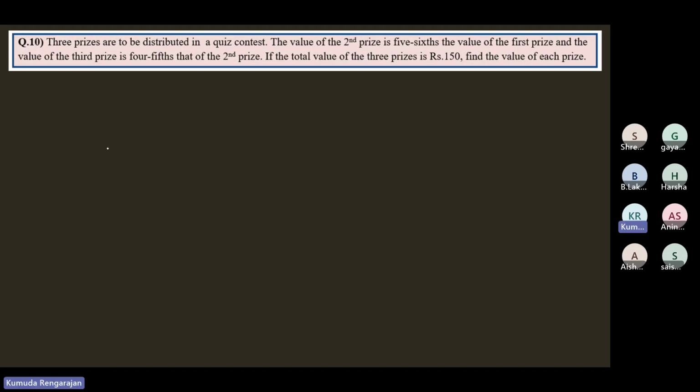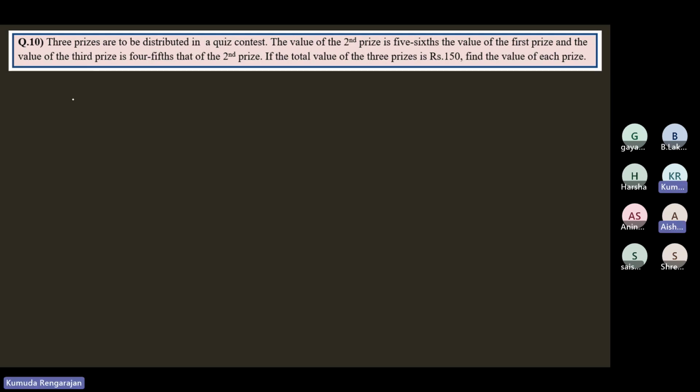Okay, Aishwarya, I think you can tell me the answer. Yes, ma'am. In this question, I started with the total value of three prices is equal to rupees 150. Let the first price be rupees x. The second price is equal to rupees 5 by 6 of x. And the third price is 4 by 5 into 5 by 6x, because it's 4/5 of the second price. When I multiplied it, I got 2x by 3.